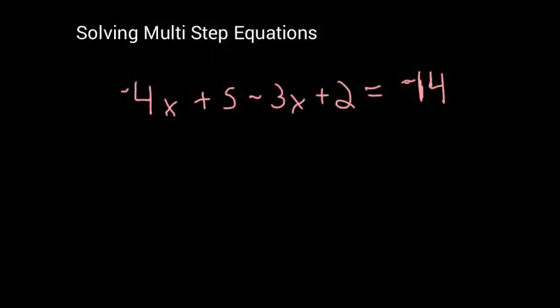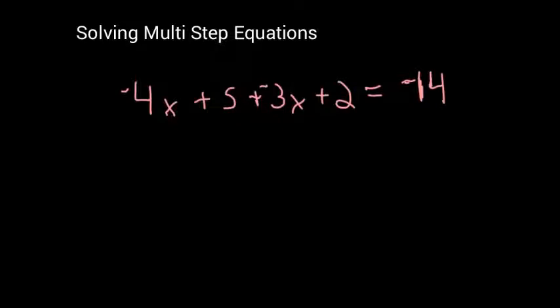Alright, today we're going to work on solving multi-step equations. So I've got this equation: negative 4x plus 5 minus 3x plus 2 equals negative 14. Your first step is to do keep, change for any subtraction. I have one subtraction, 5 minus 3x, so I'm going to keep that 5, change my subtraction to addition, and change that 3x to a negative 3x.